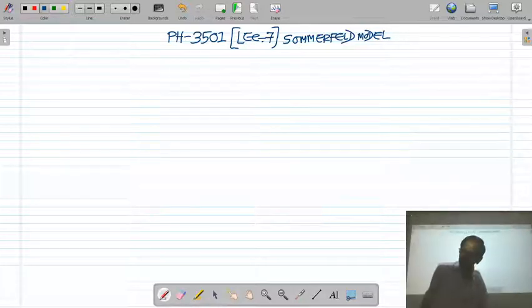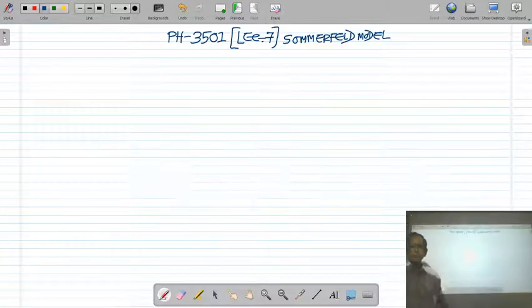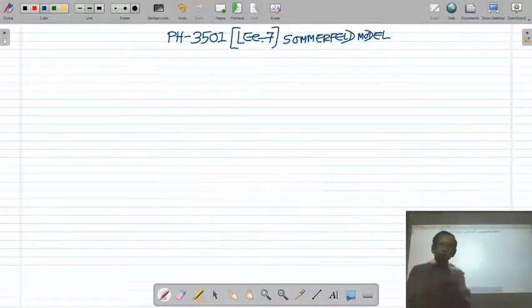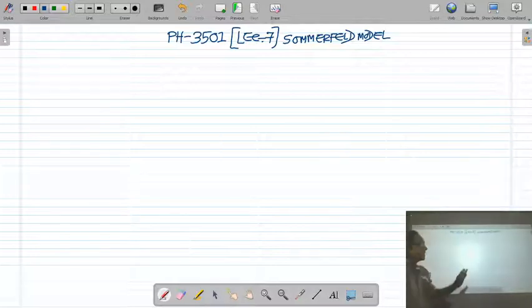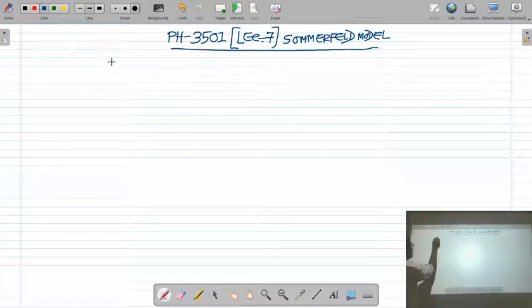Dear student, in the last lecture, we have discussed the Sommerfeld model. As you know, in order to explain the fine structure of hydrogen atom, why the spectral line of hydrogen atom splits into several closed lines, Sommerfeld assumed the elliptical orbit of the electron around the nucleus.